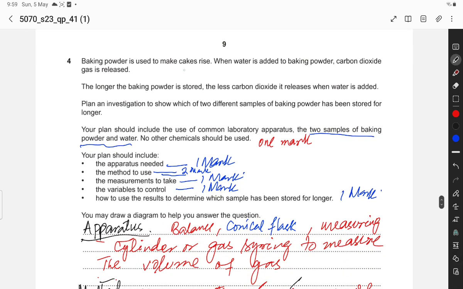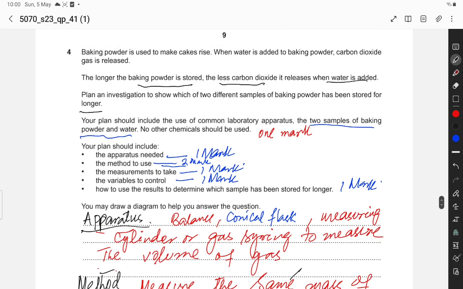Baking powder is used to make cake rise. When water is added to baking powder, carbon dioxide gas is released. The longer the baking powder is stored, this is very important, so please read the question very carefully, the less carbon dioxide it releases when water is added. So plan an investigation to show which of two different samples of baking powder has been stored for longer. Your plan should include the use of common laboratory apparatus, the 2 samples of baking powder and water. No other chemicals should be used.